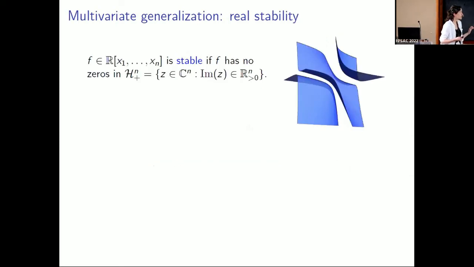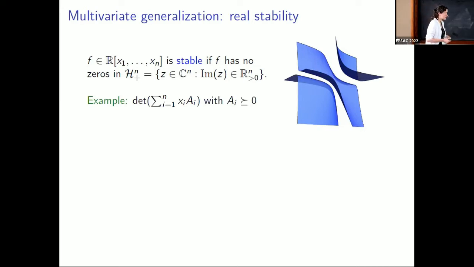There are actually multivariate generalizations of this. The nicest I think of is something called stability, which is if you have a multivariate polynomial, we'll call it stable if it has no zeros in the product of the upper half plane. So it has no zeros, all of whose imaginary parts are strictly positive. I'll leave you to convince yourself that this is a generalization of real rootedness.